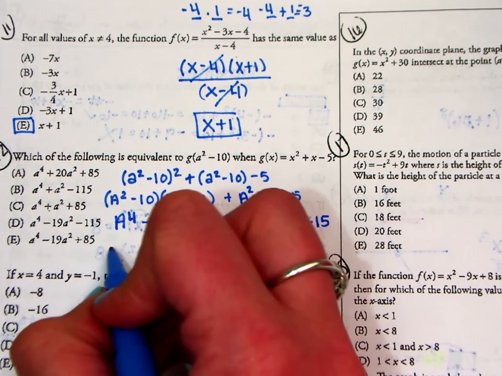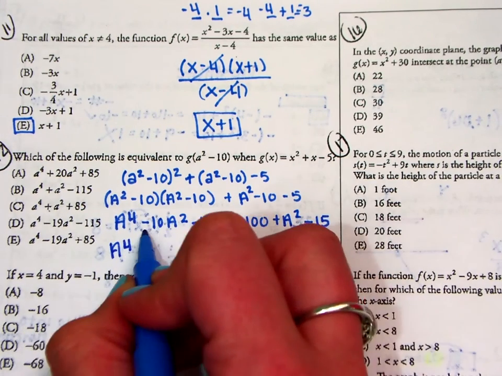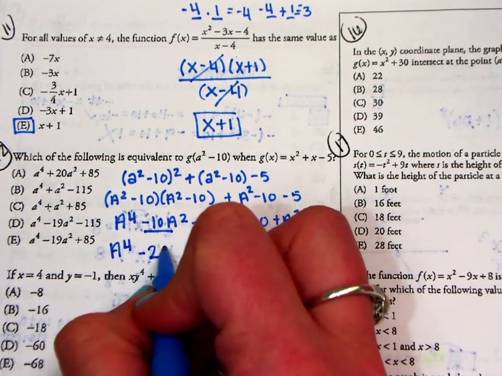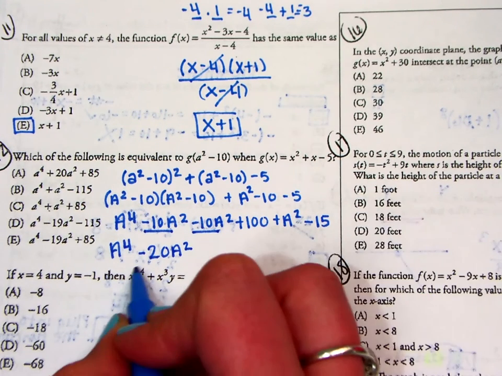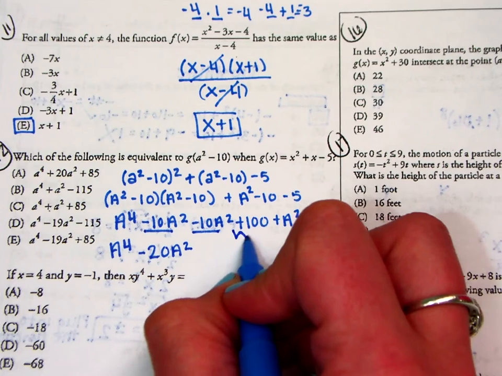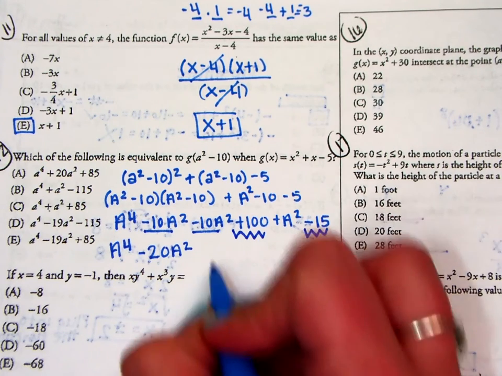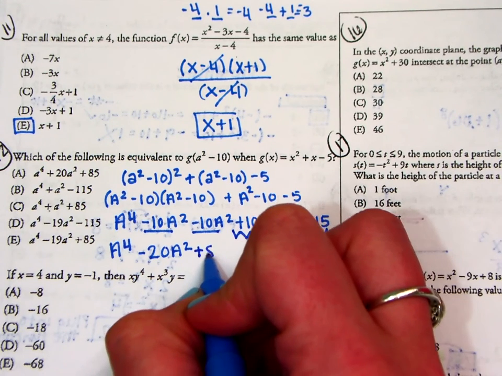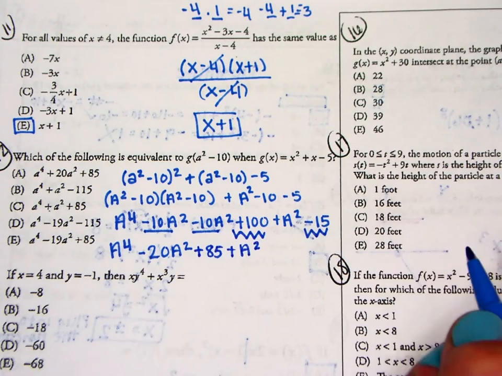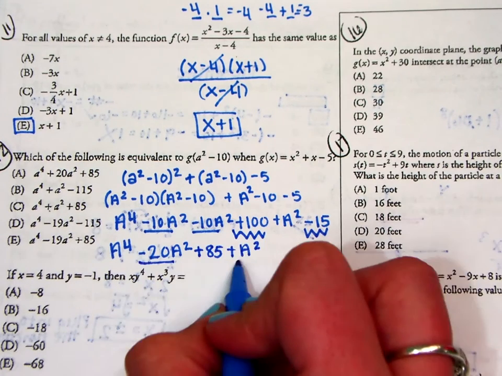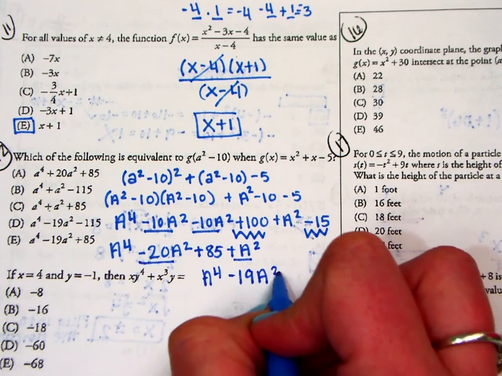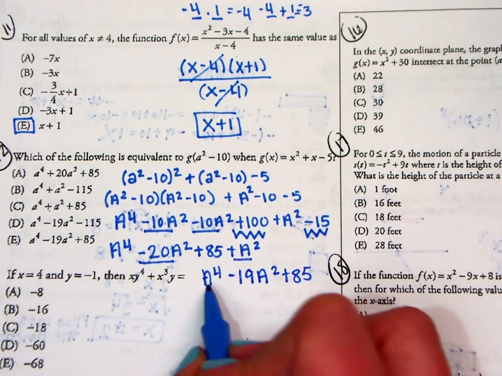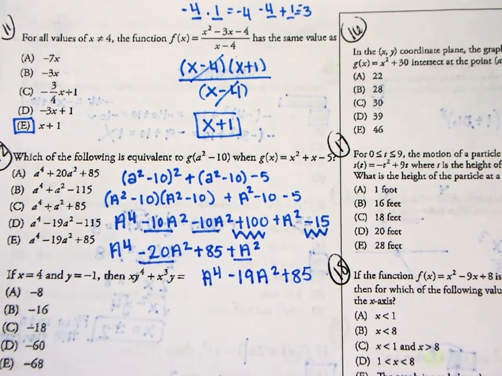Now I'm just going to combine, so I have a to the 4th. The negative 10a squared is negative 20a squared. And then I also have another a squared over here, so this is actually going to simplify again. But now I'm going to combine this one here and this one here to give me positive 85. And I'm going to bring down my a squared because I accidentally missed it. That's my fault. You can combine them all at once if you want, but I just made a mistake. I didn't see it. So we'll just combine it here at the end. So a to the 4th minus 19a squared plus 85 is answer choice E.